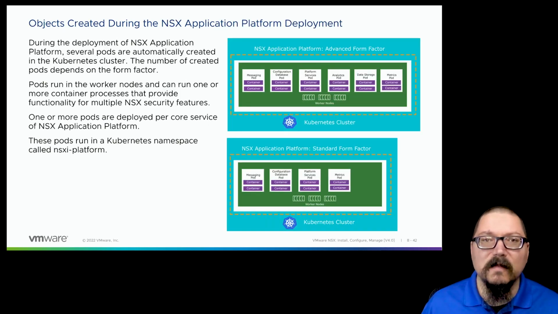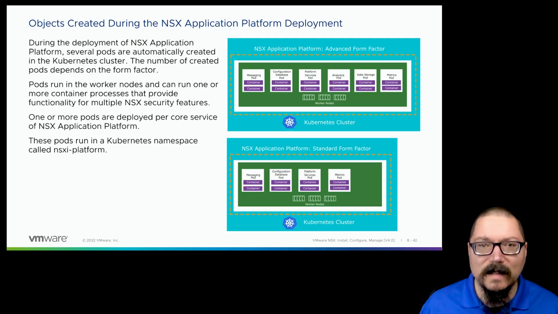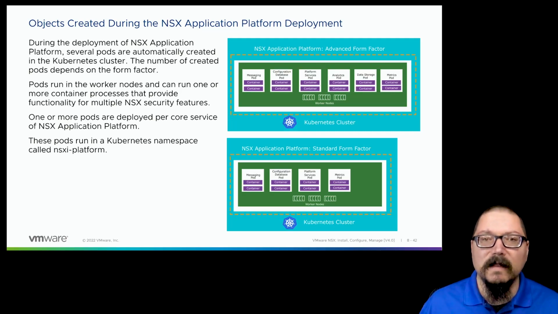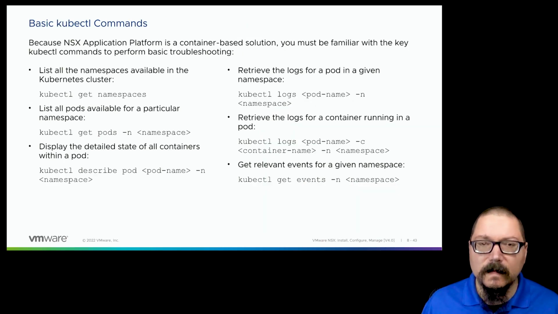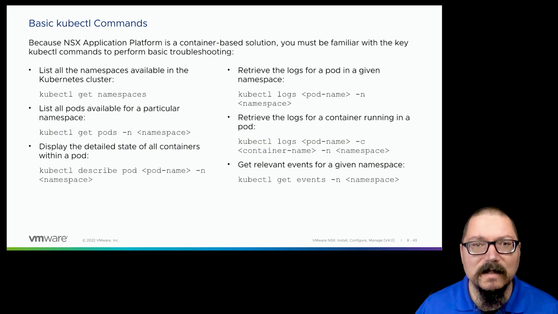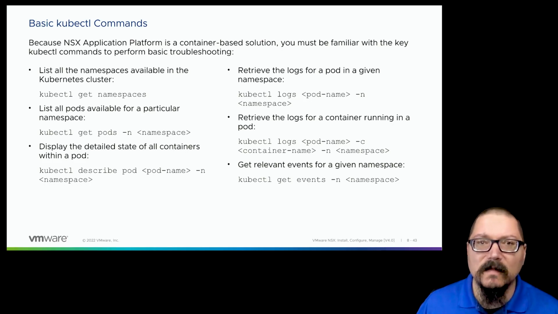Now, here's just a different view of what we just talked about, where we're looking at these Kubernetes clusters, and we see the different pods full of services that we deploy in the advanced form factor on the top and the standard form factor on the bottom. Now, here's a quick Kubernetes primer, right? We're not getting deep. We're not getting complicated. We're not going through details of all of this, but a quick primer of things you might do in the Kubernetes cluster if you have to validate what's going on in your application platform Kubernetes cluster.